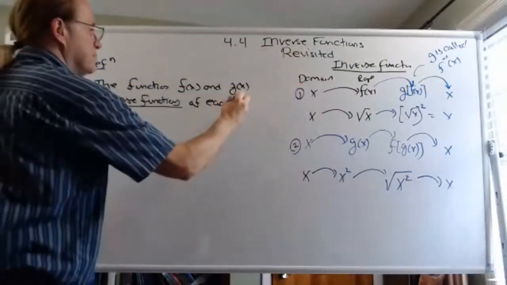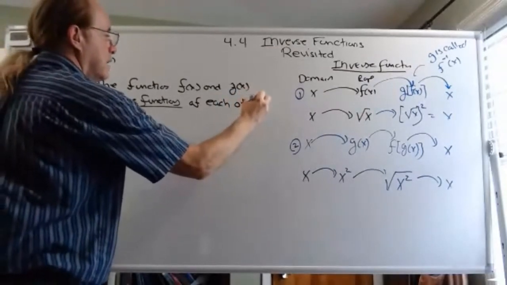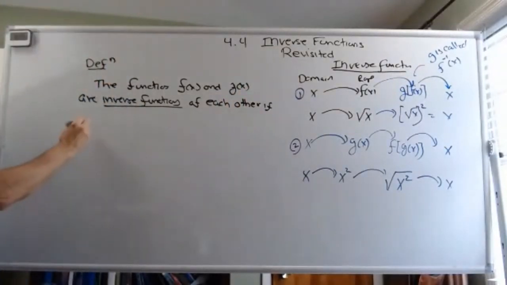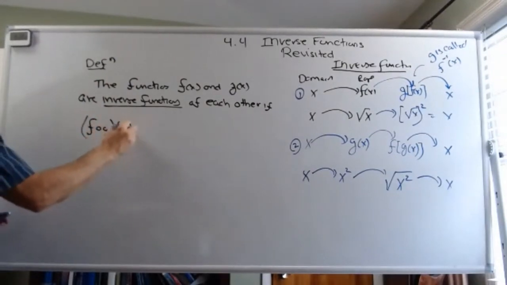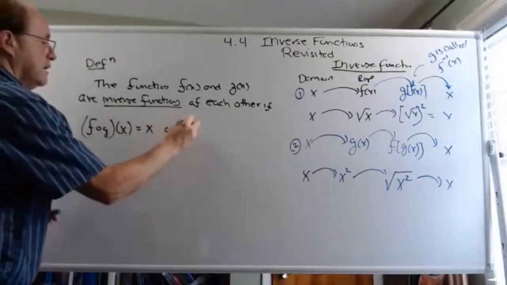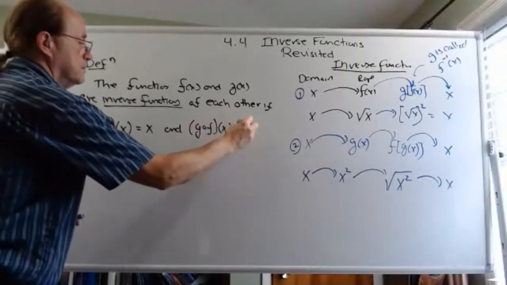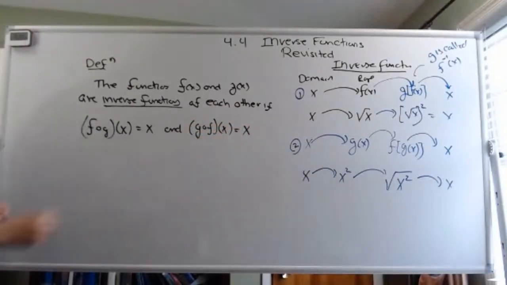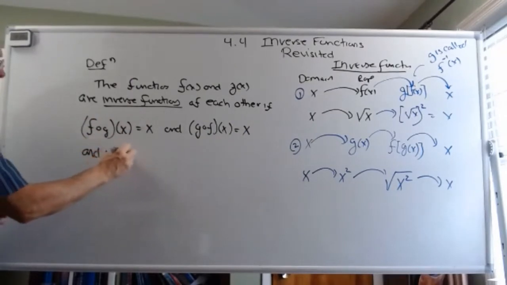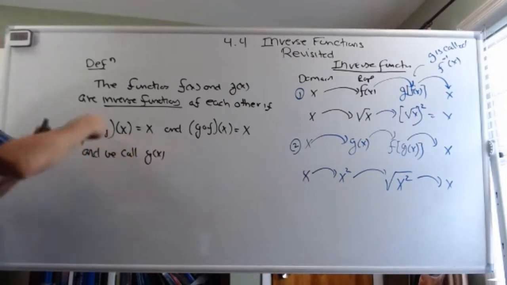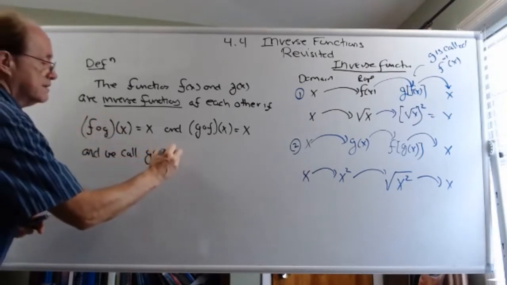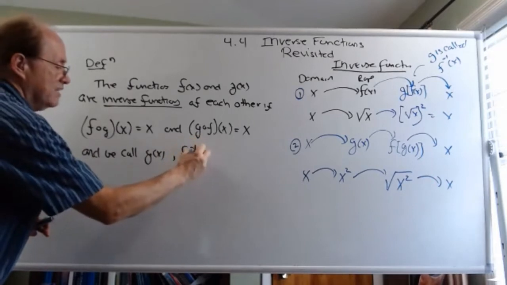If precisely this happens, if I do the following: if I take the composition f composed with g of x, and that's equal to x, and g composed with f of x is also equal to x. And we call g of x, we just use the notation, f inverse of x. That's the notation we're going to be using.